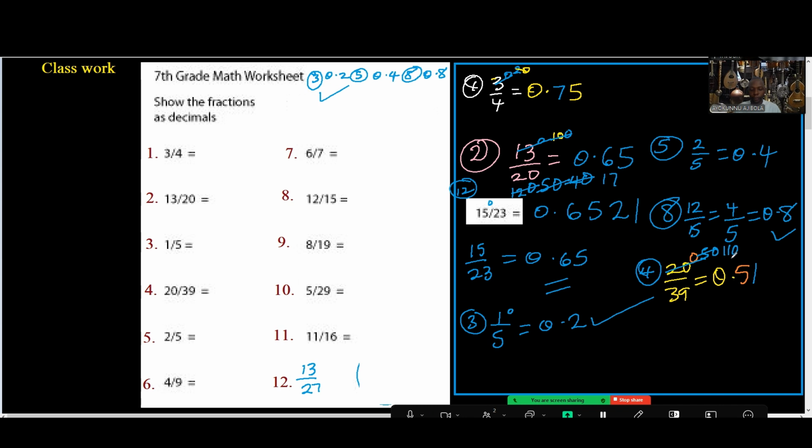110. So in 110, how many 39? That's 2. Okay. So what is 39 times 2? That's 78. Remove it from 110. What do you have left? You have 32. And so on. So you can stop it at, say, 20 over 39 is 0.51. Is that clear?